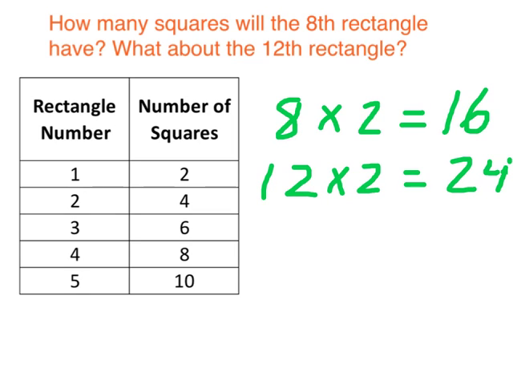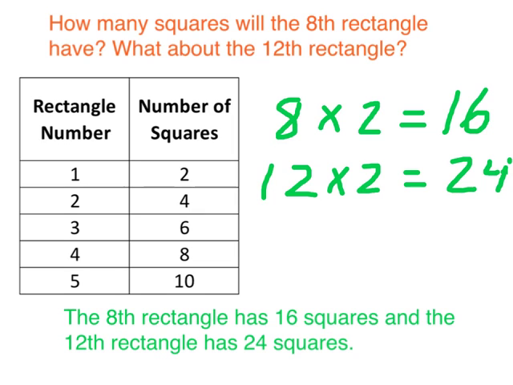Now all that's left to do is to answer this problem in a complete sentence. Since we are asked in a sentence, we need to answer in a complete sentence. So our final answer says the 8th rectangle has 16 squares and the 12th rectangle has 24 squares.